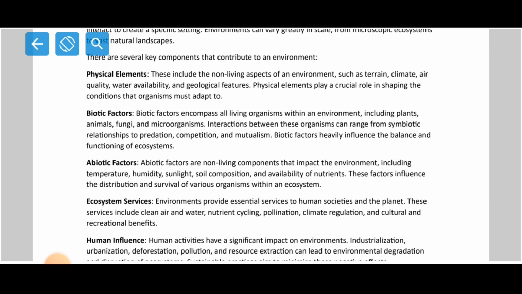But again there is another mode of acquisition of food, that is competition. Here the two living organisms compete with one another for the food. And there is also another mode of acquiring food, that is mutualism. In mutualism, both the organisms are benefited and none of them are harmed. Biotic factors influence heavily the balance and functioning of ecosystems. So biotic factors are one of the major factors responsible for the normal functioning and balancing of the environment or the ecosystem.